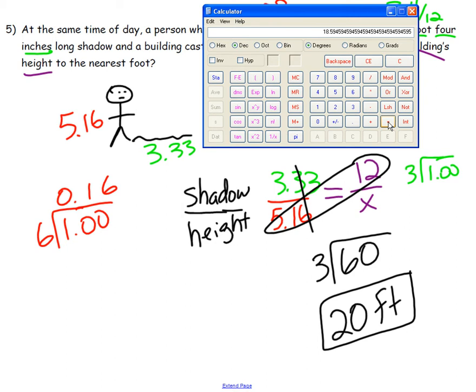If this was a multiple choice test and your answers were kind of spread out, this would usually work. Now, if the answer said 18 feet, 19 feet, 20 feet, 21 feet, you would want to leave it as close as you can. But if the answers were like 10 feet, 20 feet, 30 feet, 40 feet, we could go with this.